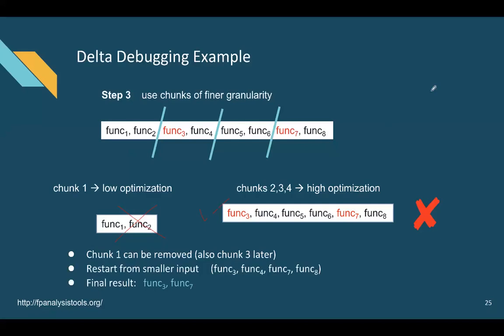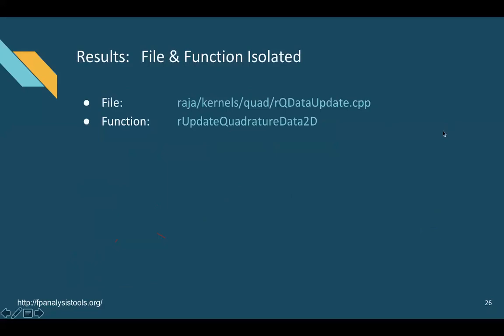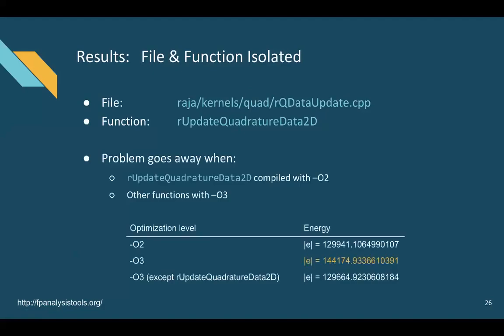So we implemented a program that runs this and uses the Excel compiler to change the optimization levels, and we were able to debug this problem and to identify a particular file in the application and a function that was causing this problem. And so here you can see the result. When we do O2, we get a correct energy value. When we do O3 everywhere, we get the incorrect value. But when we do O3 everywhere except that function that we found, we get a value that is more similar to O2. So you can see that the problem is now going away.